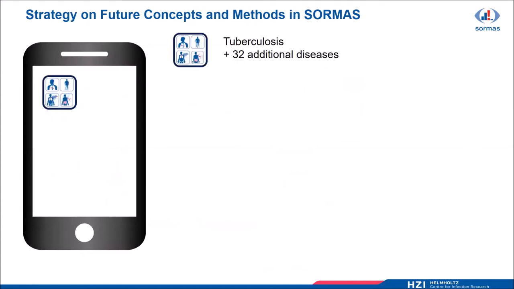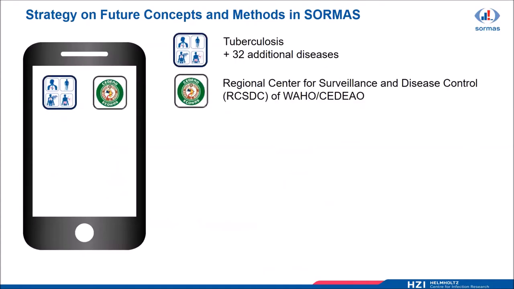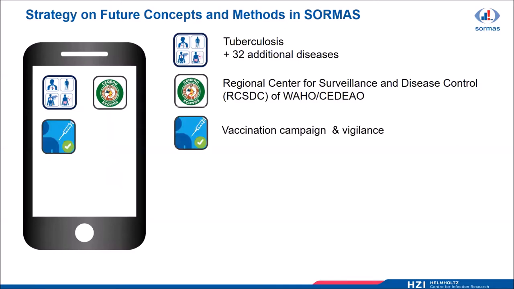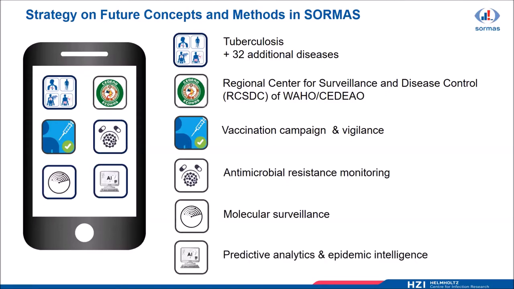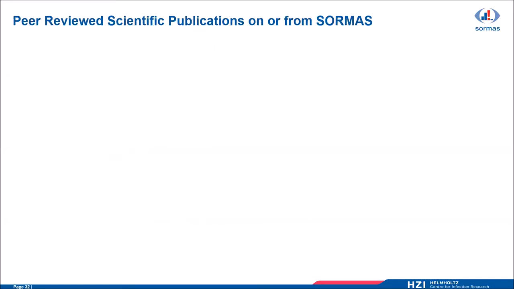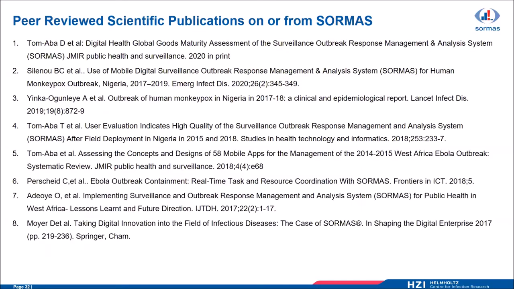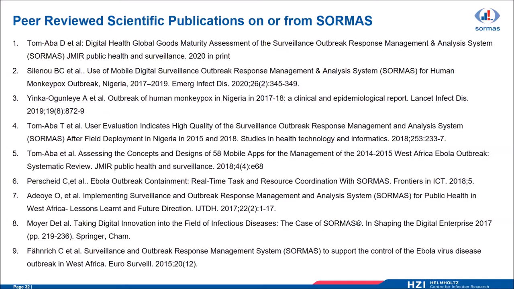We're looking at future concepts and methods in SORMAS where we're integrating tuberculosis and the 32 additional diseases that have been integrated. We're looking at a regional SORMAS system cutting across different countries. We started working on the vaccination campaign and vigilance. And we're looking at antimicrobial resistance monitoring and some molecular surveillance and predictive analytics. These are the different papers we've published from a scientific perspective on SORMAS. I can also share this with you.